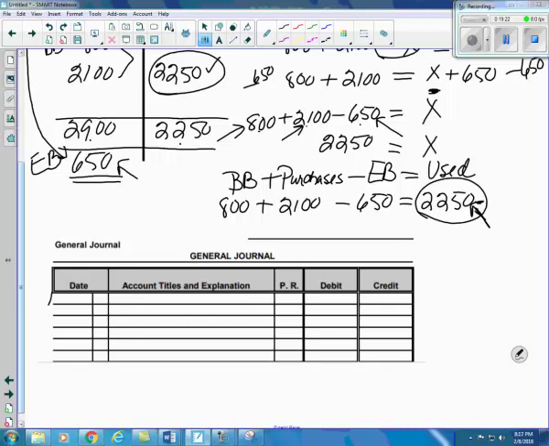So our date here was 12/31. We never forget to put our dates in. And we have to recognize an expense. And how do we increase an expense? Well, we know that an expense reduces owner's equity, and owner's equity goes down with a debit. So to record the expense, we're going to debit it.